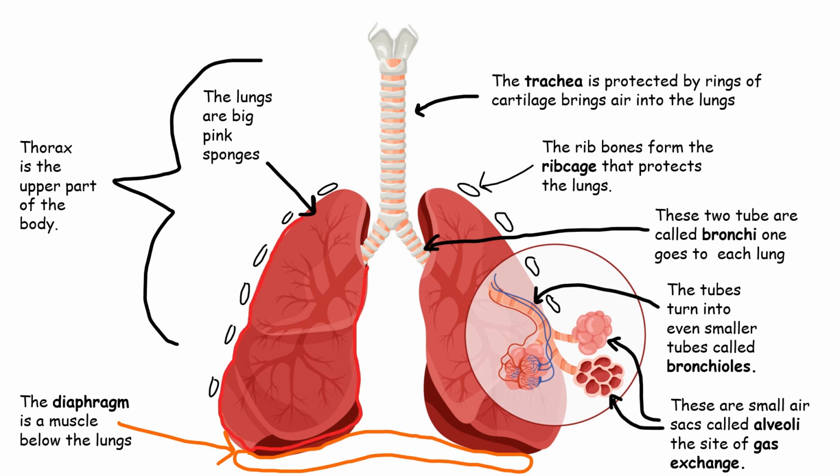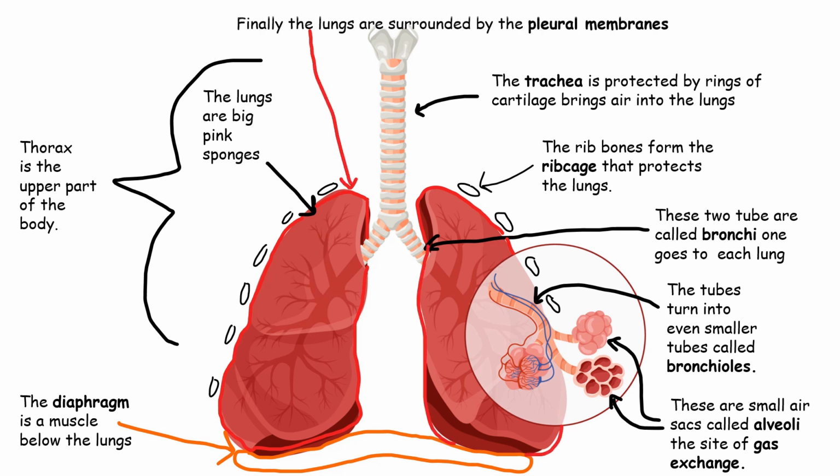And then finally, around each lung is a membrane called the pleural membranes. Obviously, it protects the lungs from infection and things like that. And that's the structure of the lungs.